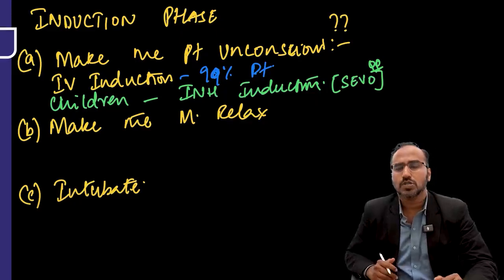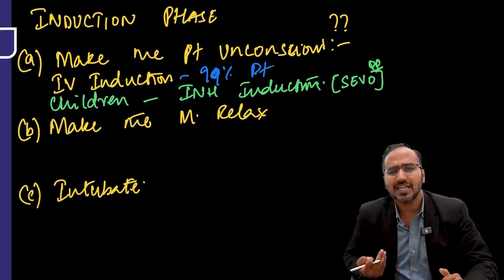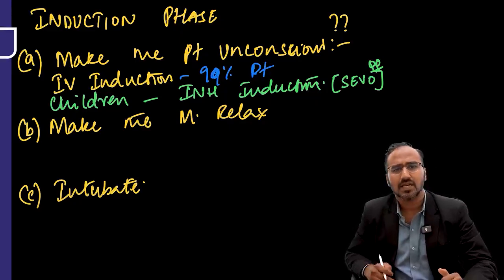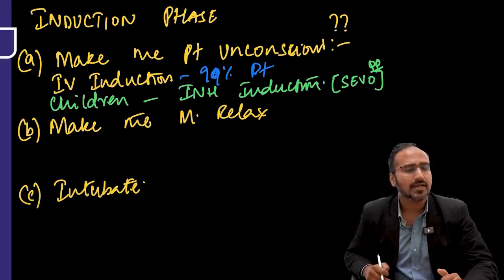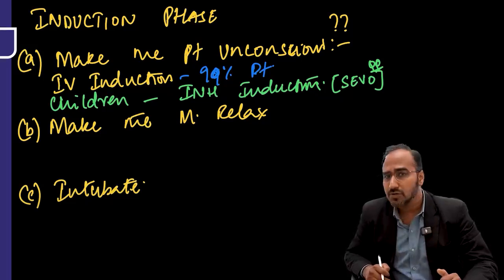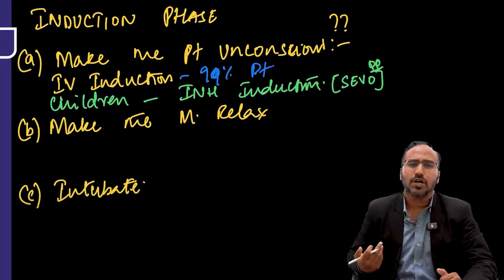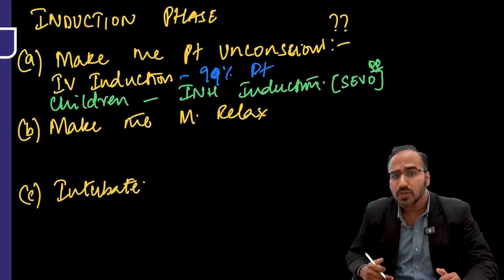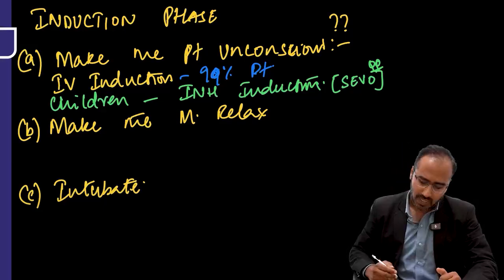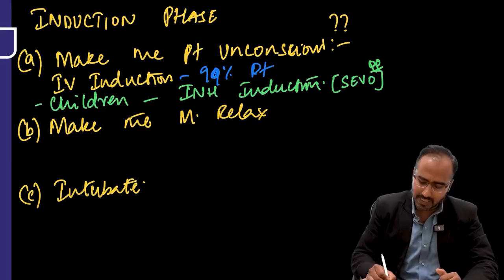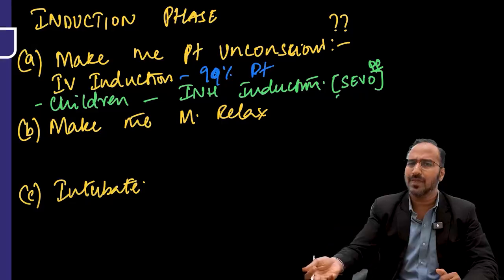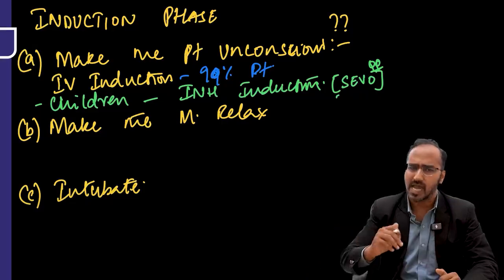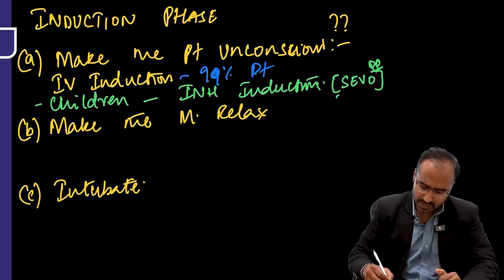So anyways, guys, why do you use an inhalational induction in children? Because children create a nuisance. They do not allow you to put an IV cannula. If you are not able to put an IV cannula, how will you give an IV induction agent? It's not possible. So you go for an inhalational induction in children. Normally, you make the patient unconscious 99% by IV, but in children, by inhalation.